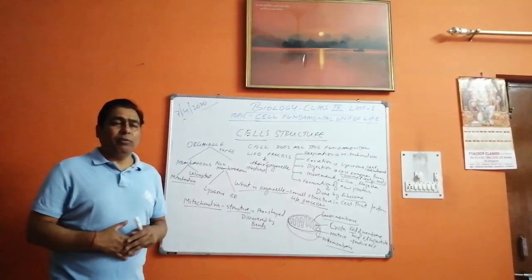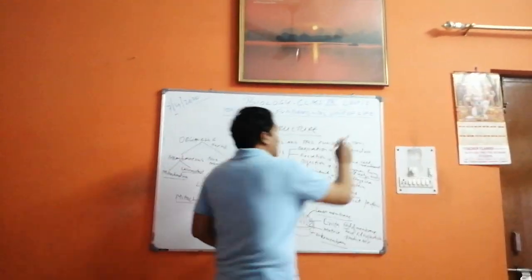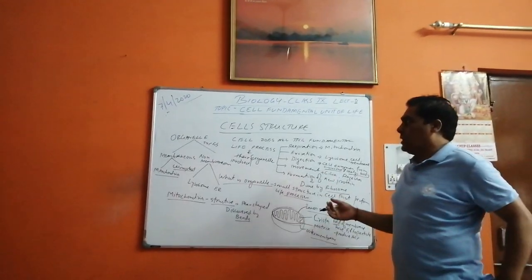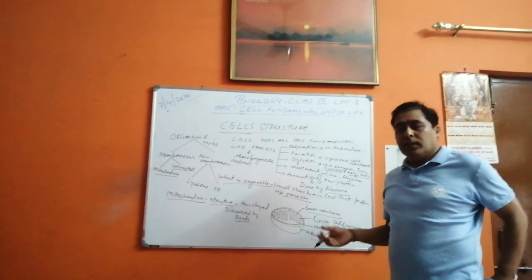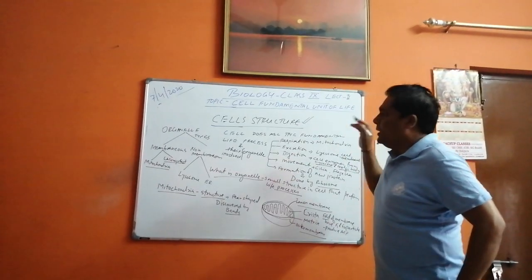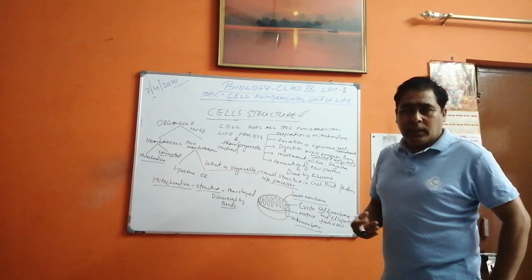Children, I am continuing my second lecture now. Already I talked in the first lecture about cells and their types. Now, children, I am going to tell you about the structure of the cell and about the cell organelles.